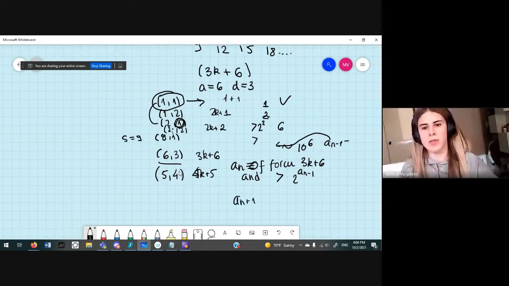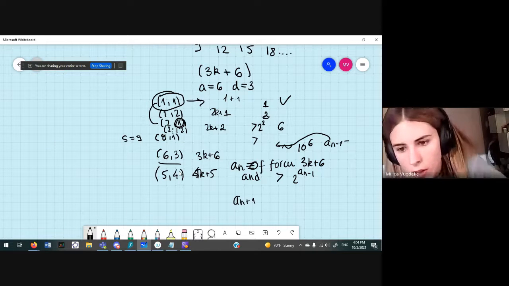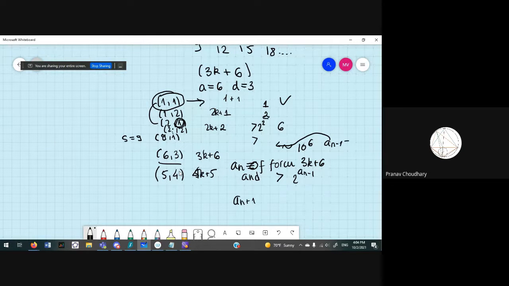How did you get 2? Sorry? How did you get 2? Because 2k plus 1 doesn't have 2, right? And you are selecting that the number should be in that AP.